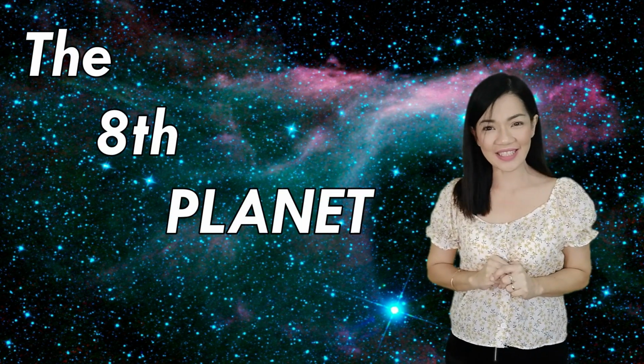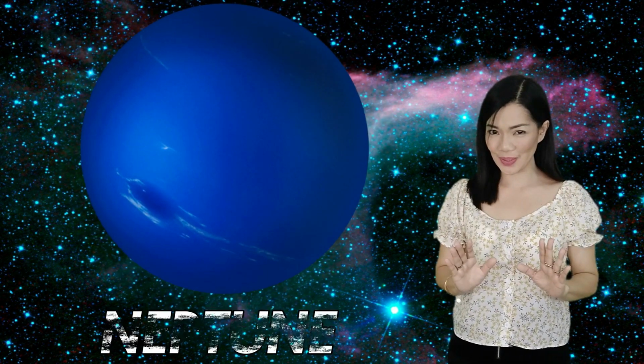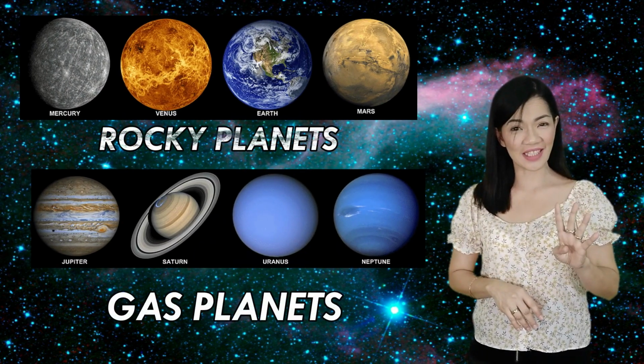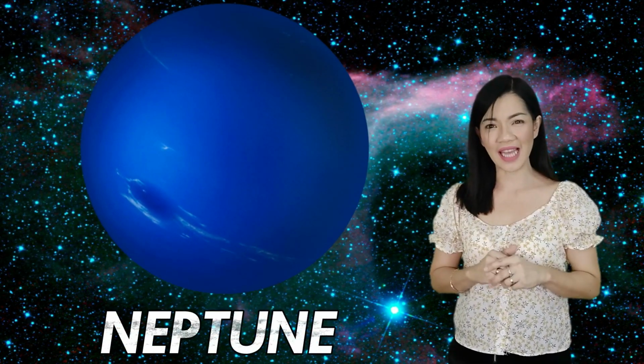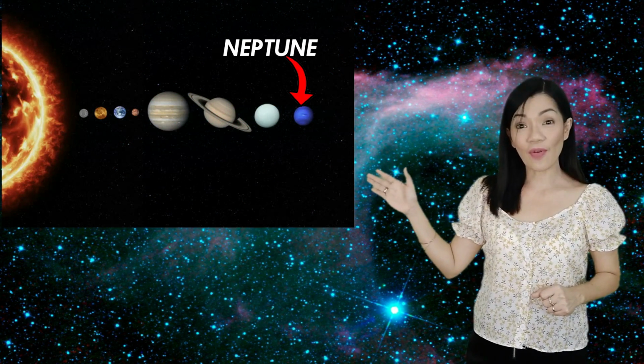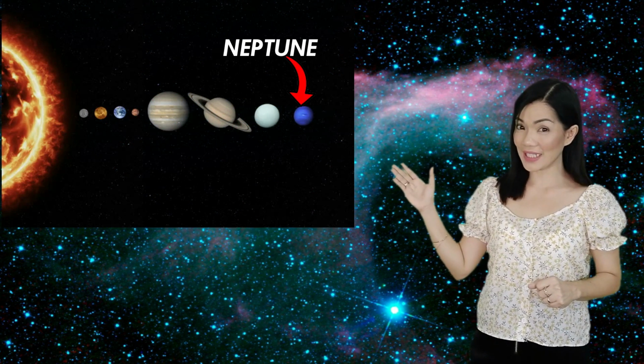Now, the 8th and the final planet is Neptune. Hey, that means the first 4 planets are rocky planets and the final 4 planets are gas planets. And Neptune is one of the gas planets. So here is where Neptune is. It is the farthest planet from the Sun.